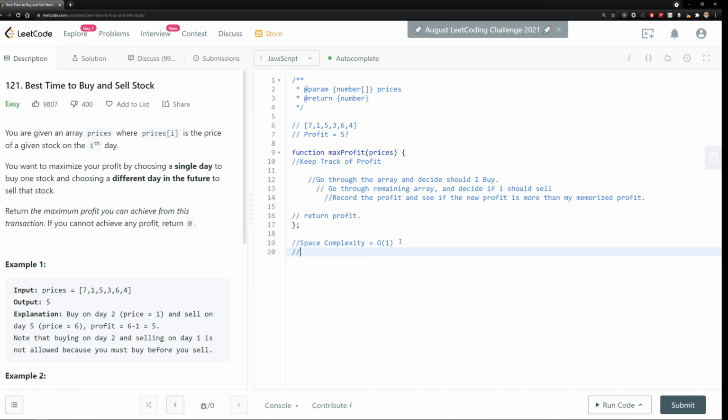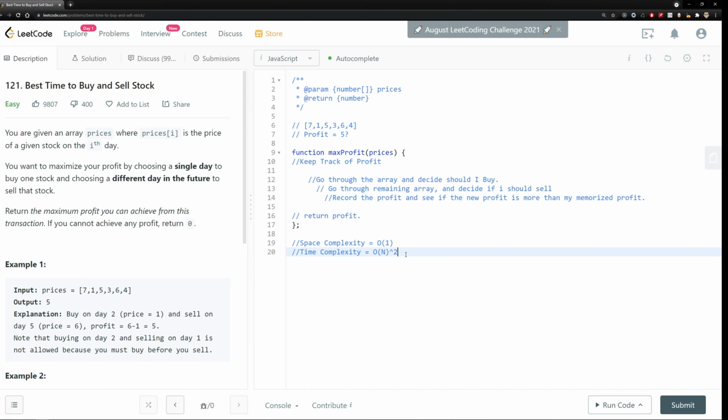Let's look at our time complexity. Time complexity equals O of n to the power of 2. Why is that the case? Because we're going through and checking on every value whether or not we should buy, and then we check the subsequent array over here again to see if we should sell, and we check every value and record what the maximum sell price would be.